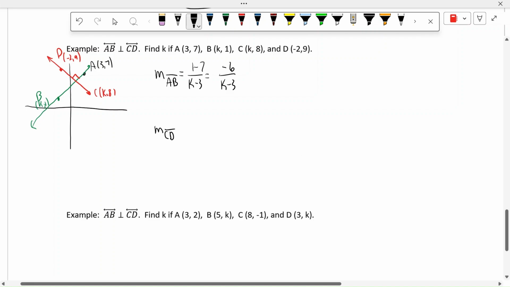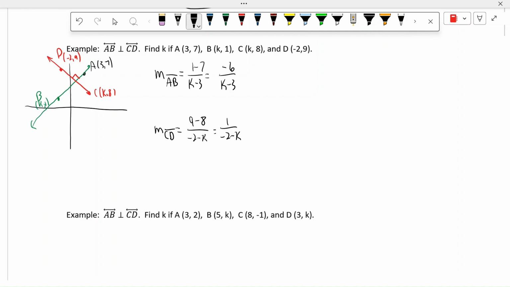The slope of segment CD is equal to (9 minus 8) divided by (negative 2 minus k). That comes out to 1 over negative 2 minus k. Now this is perpendicular. Perpendicular is harder than parallel because if these were parallel, I would just set those two expressions equal to each other. They're not parallel, they are perpendicular, which means they're opposite reciprocals of each other.